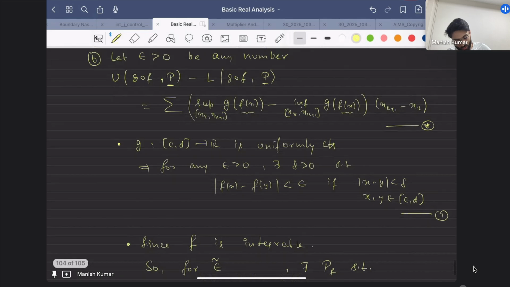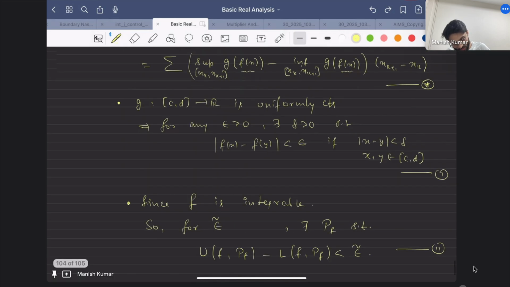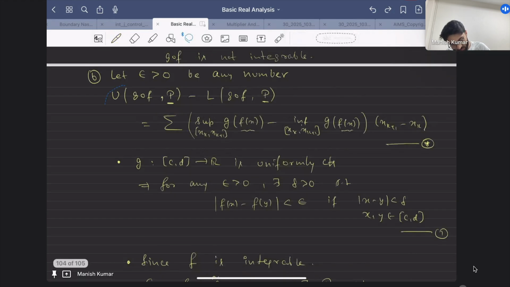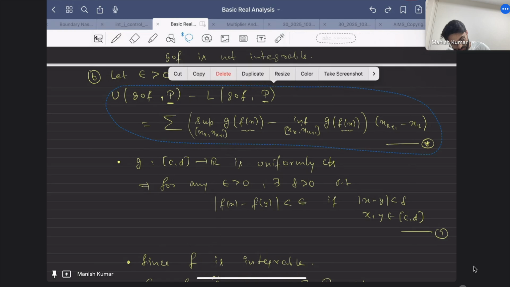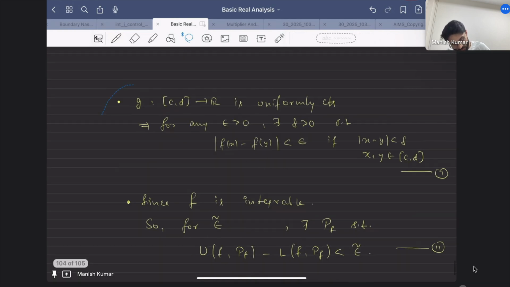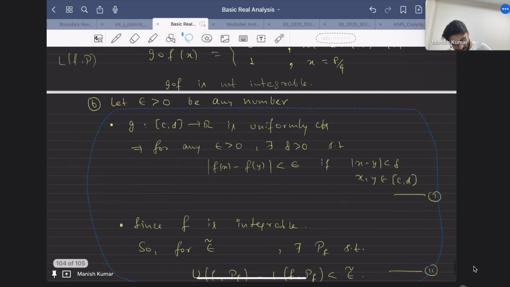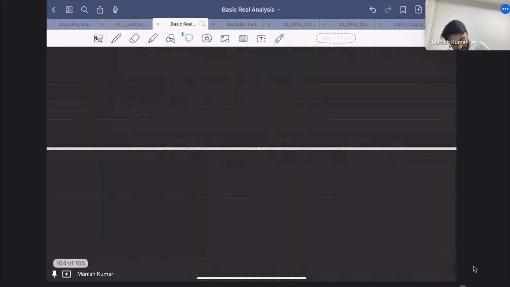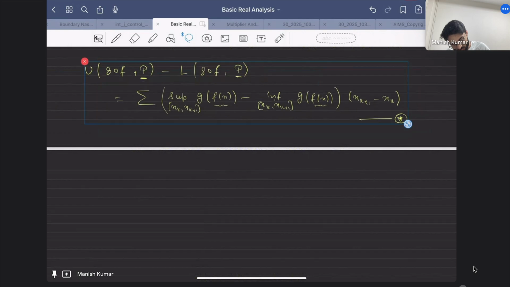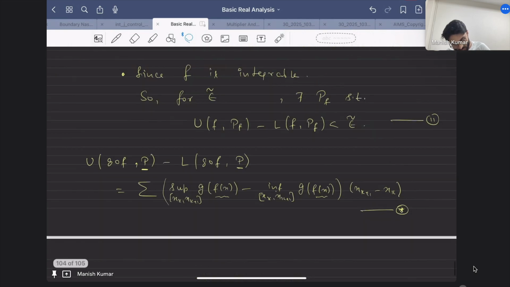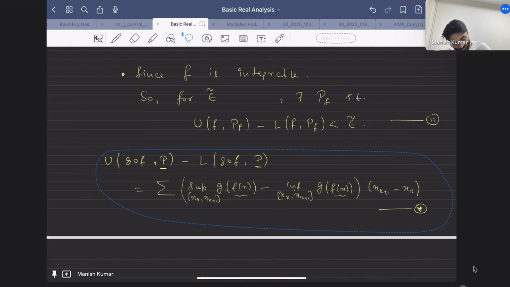Now I can deal with this P_f. I should have written it later on, so let me cut it off from here. Let me first write these two things, then I'll start with this P_f. So I'm starting with this P_f.